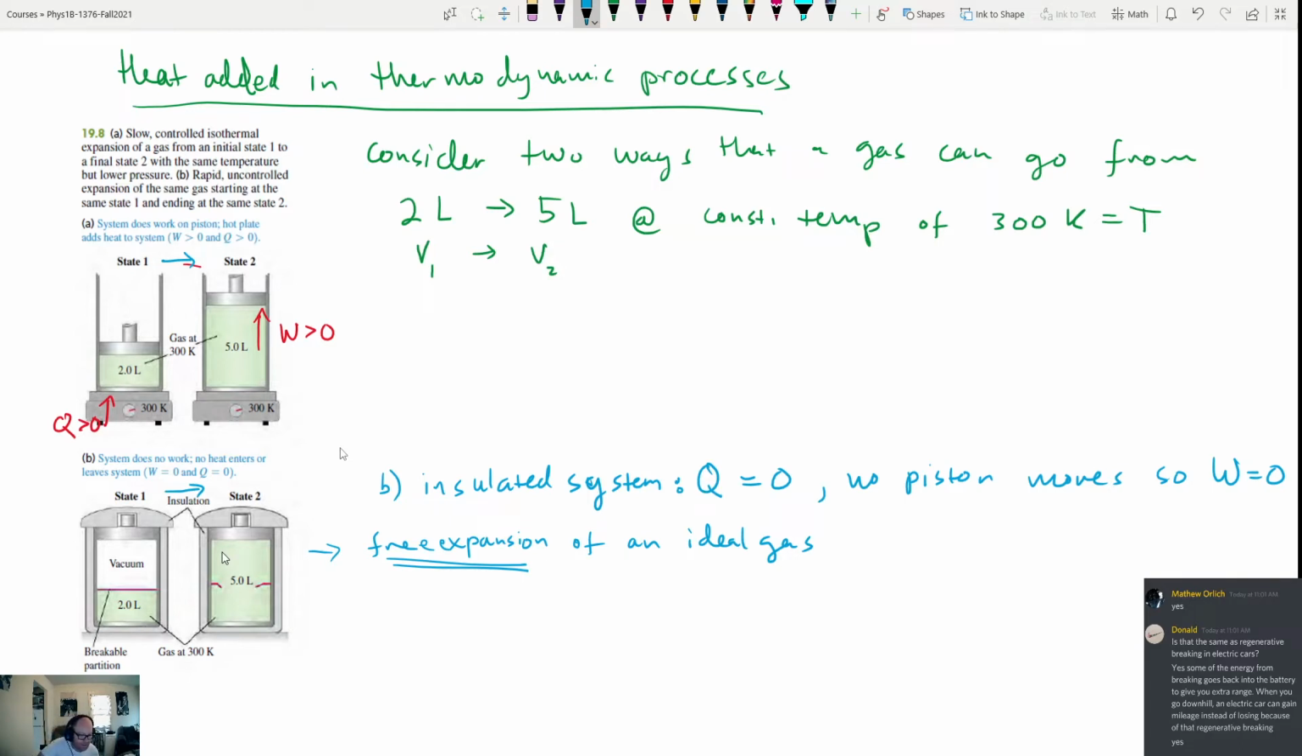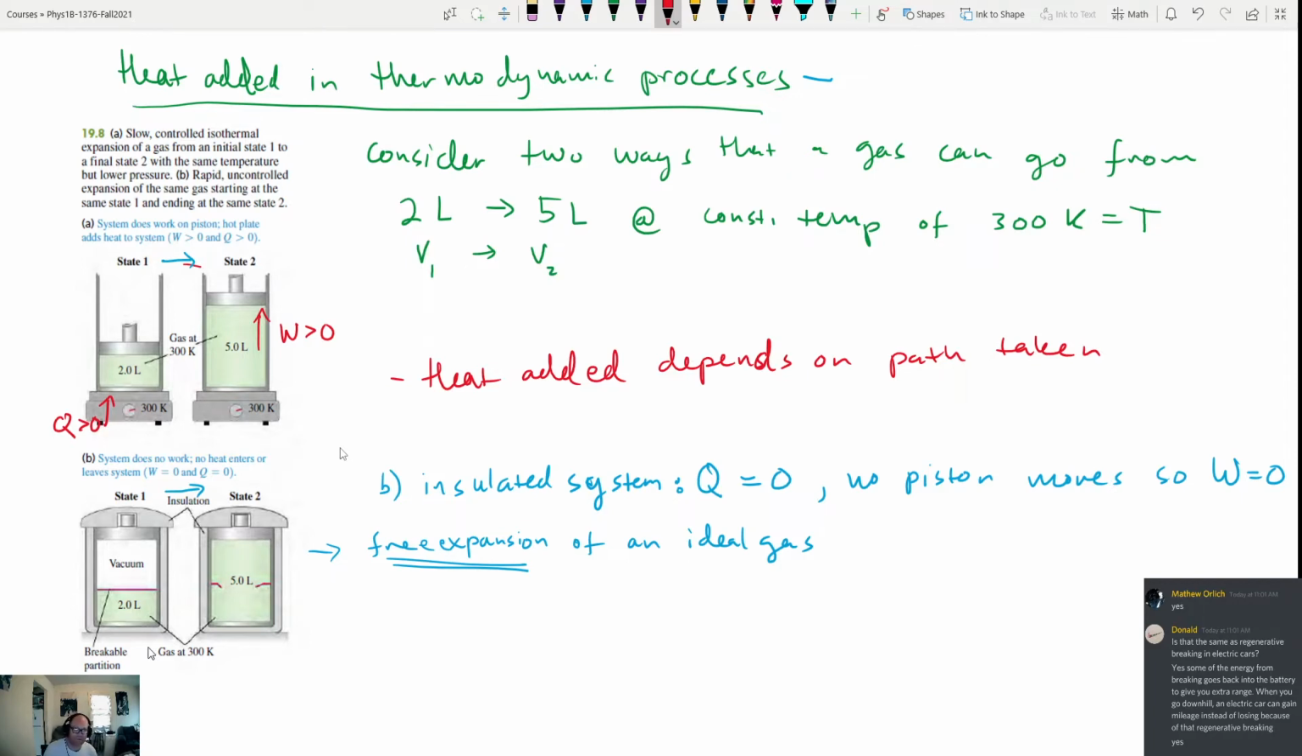So it turns out that the heat added depends on the path you take. So I'm just going to put that up here, right in the middle. Heat added to our gas depends on path taken. You can get between two different states that are exactly the same, but the heat added is different in each case. The work done is different in each case.